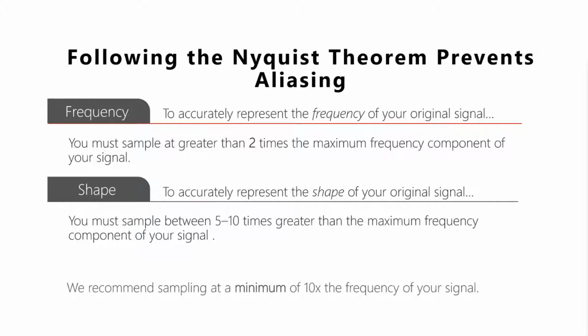Which means, let's say your signal of interest is 1 kilohertz. What's the ideal sampling frequency?